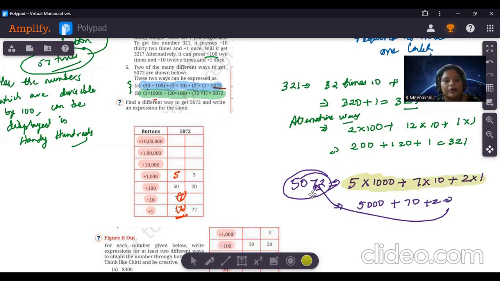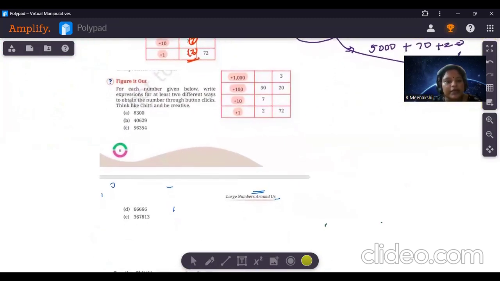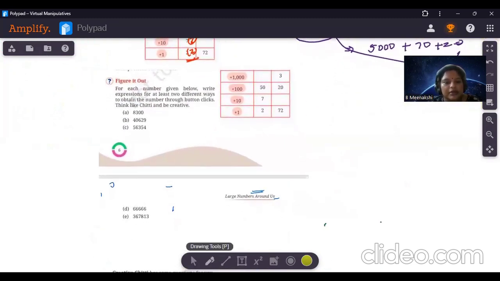Okay. Now, let us see some figure it out questions. I'll give you a hint for around 3 questions. For the remaining questions, you can put your answer in the comment box. I will take you through whichever you find most difficult. I give you one type each. So, for A, 8300.